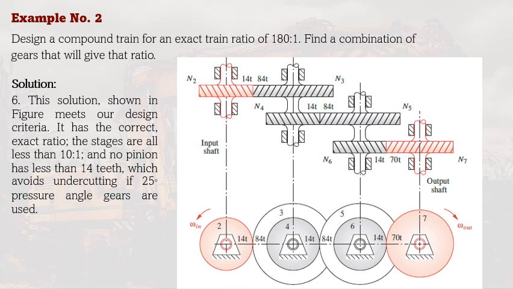So take note that for the design, it actually has a lot of possible answers, but the answer should meet the criteria. So here the criteria is that the stages are all less than 10:1. As you can see, 84 to 14 is less than 10:1 if you get the ratio of that. Same also with 70:14 here in the last stage. And no pinion here has less than 14 teeth, as you can see, to avoid undercutting. So that is how you can design a compound gear train.